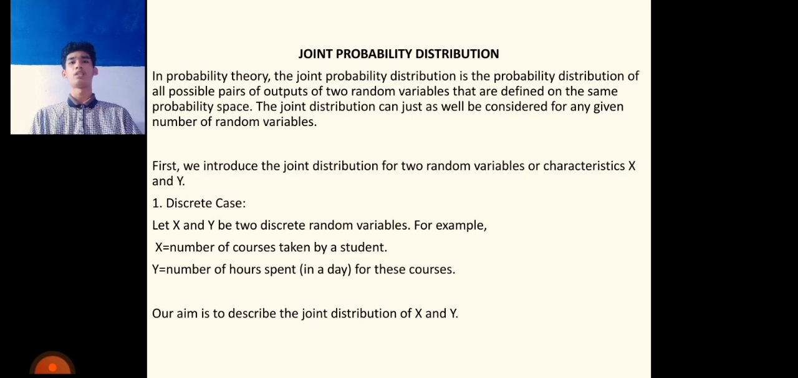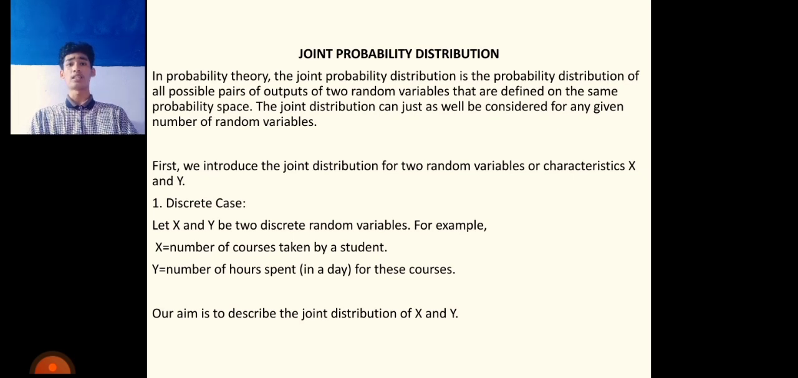In probability theory, the joint probability distribution is the probability distribution of all possible pairs of outputs of two random variables that are defined on the same probability space. The joint distribution can just as well be considered for any given number of random variables. First, we introduce the joint distribution for two random variables, x and y.